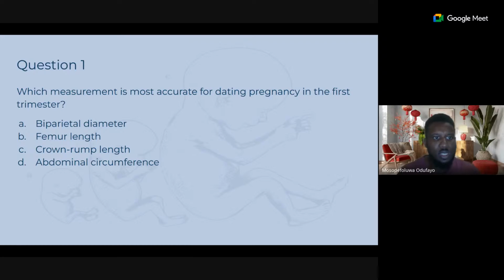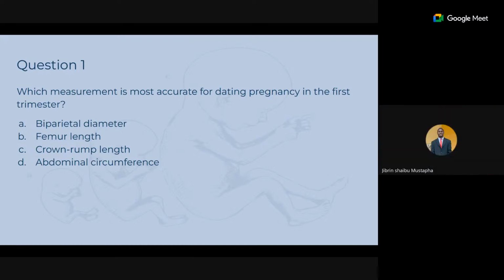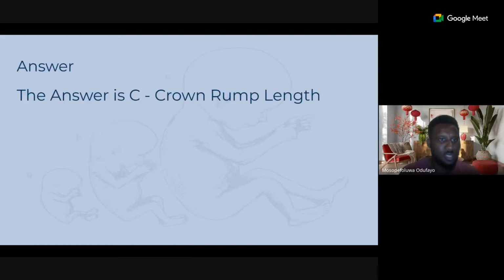Now, which measurement is most accurate for dating pregnancy in the first trimester? Option A, biparietal diameter. Option B, femur length. Option C, crown rump length. Option D, abdominal circumference. Five seconds for this. C, crown rump length. Fantastic. The answer is the crown rump length.